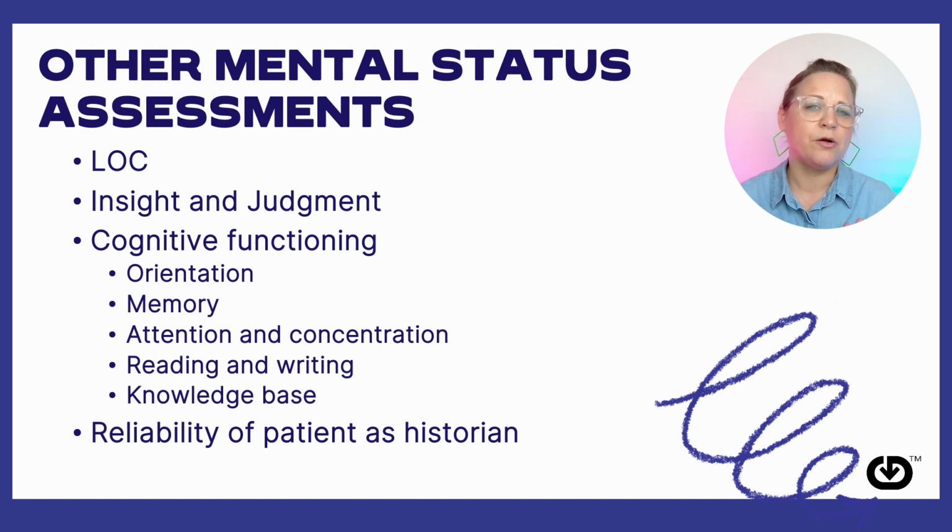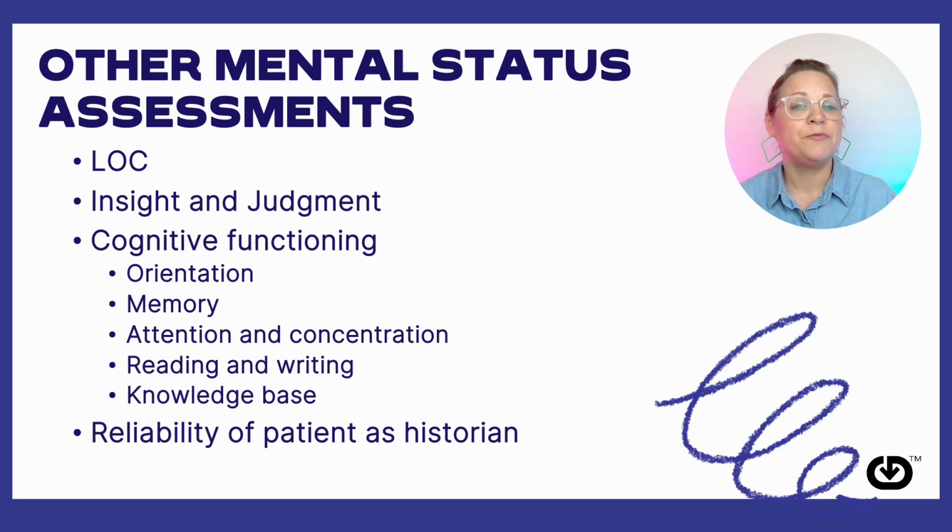Then we want to look at their cognitive functioning. We're going to talk about cognitive functioning a lot more in detail when we get into the neurocognitive lecture. But for now, we're going to be assessing things like their orientation. Are you alert and oriented times 3 or 4? What's their memory like? What's their attention and concentration abilities? How about their reading and writing levels? And just overall knowledge base and education.